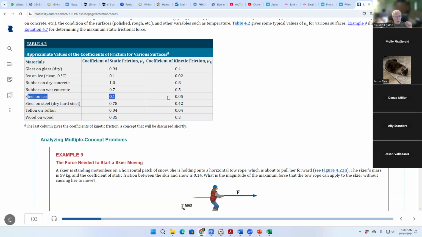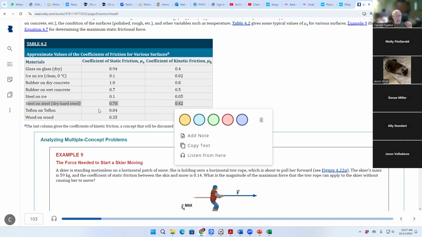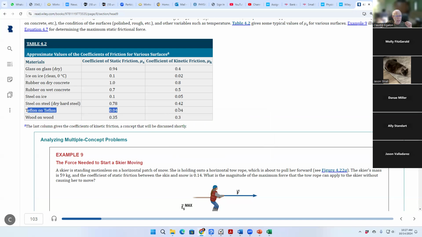Steel on ice, 0.1, 0.05. Steel on steel, 0.78, 0.42. Teflon, okay? Look at the coefficients of static and kinetic friction of Teflon. They are the same, right? But it's very low too, it's 0.04. Teflon is that material in the bottom of your frying pan that doesn't let your eggs get sticky. And wood on wood, 0.35, 0.3. Keep that in mind. Those are real life values of these two types of coefficient.